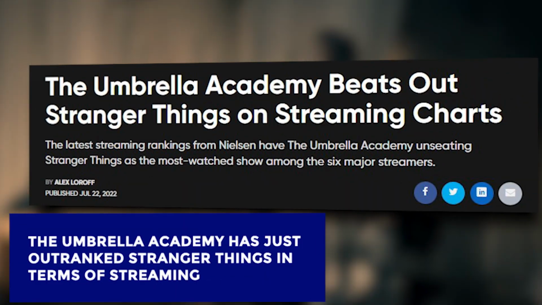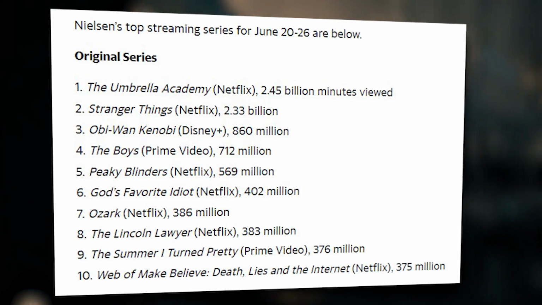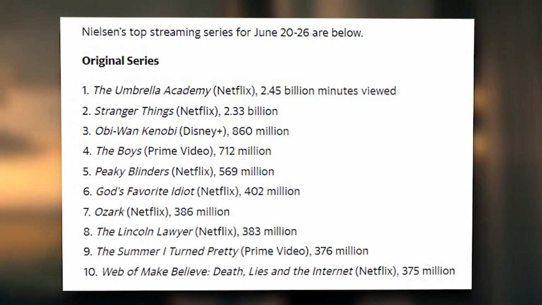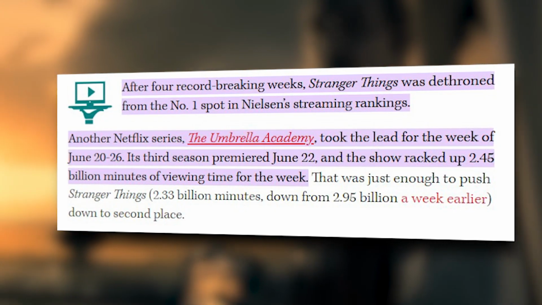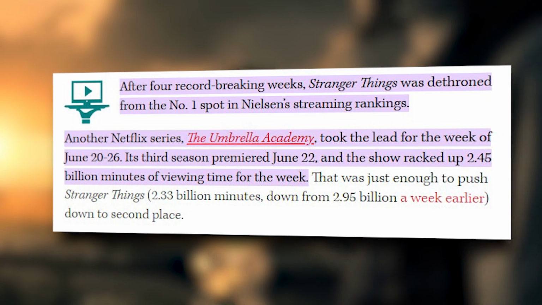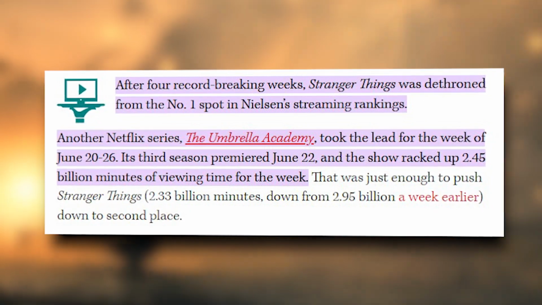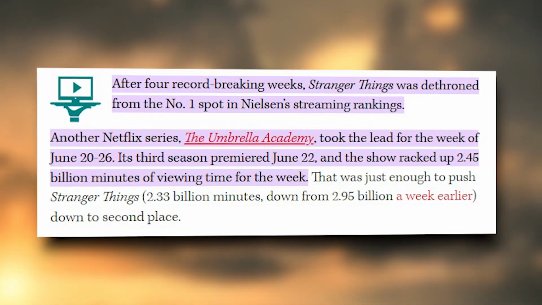Also, the Umbrella Academy has just outranked Stranger Things in terms of streaming. Stranger Things was unseated from the top place in Nielsen streaming charts after 4 record-breaking weeks. The Umbrella Academy, another Netflix series, won the top position for the week of June 20 through 26. Its 3rd season aired on June 22nd and received 2.45 billion minutes of watch time in 1 week. Stranger Things fell just under the Umbrella Academy, sitting at 2nd place.